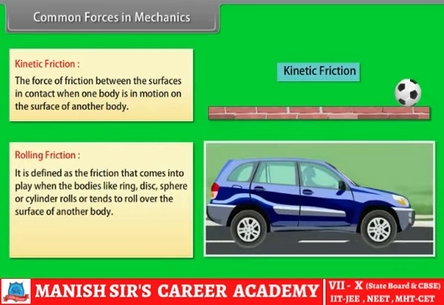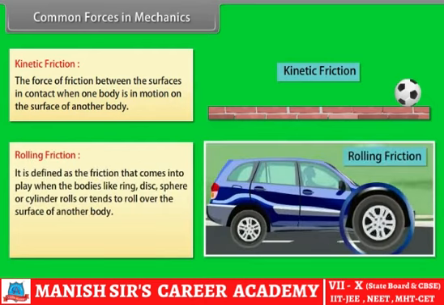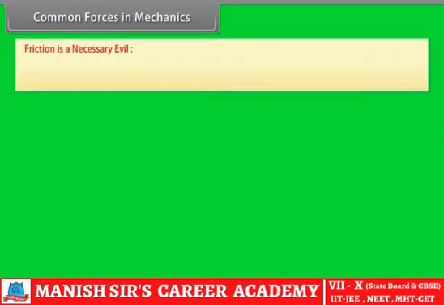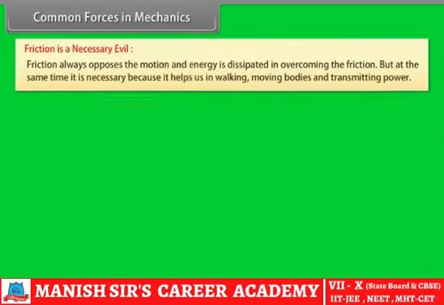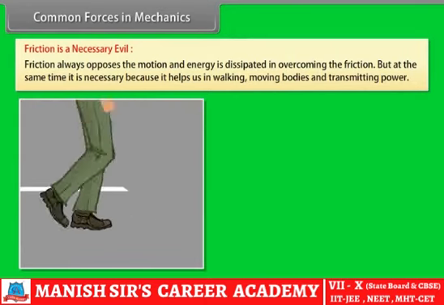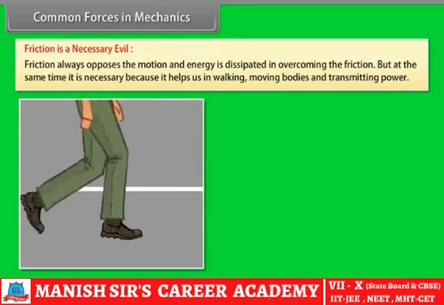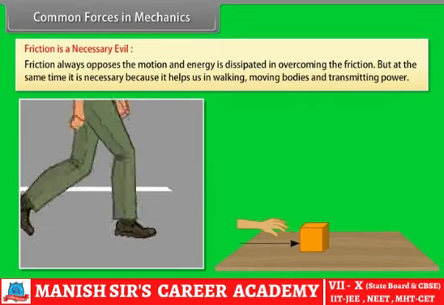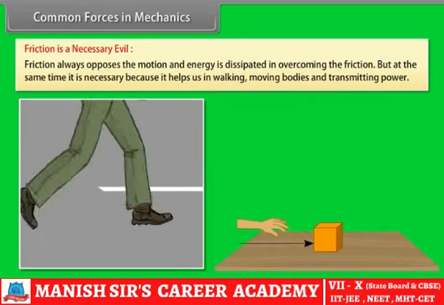Rolling friction. It is defined as the friction that comes into play when bodies like a ring, disc, sphere or cylinder roll or tend to roll over the surface of another body. Rolling friction is less than the sliding friction. Friction is a necessary evil. Friction always opposes the motion and energy is dissipated in overcoming the friction. But at the same time, it is necessary because it helps us in walking, moving bodies and transmitting power.